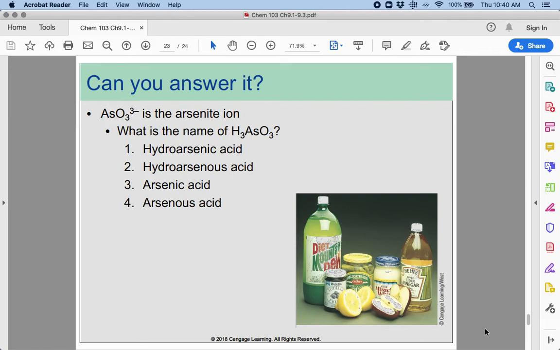Lastly, let's look at an example. What is the name of the acid H3AsO3? If we know that AsO3 is named arsenite, remember, we have "ite" at the end here, so you should be able to come up with a reasonable answer for that. The correct answer would be arsenous acid.